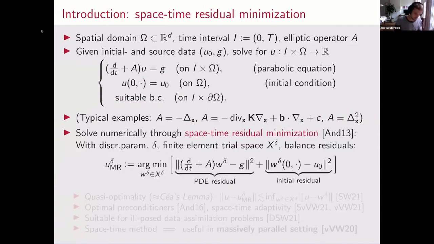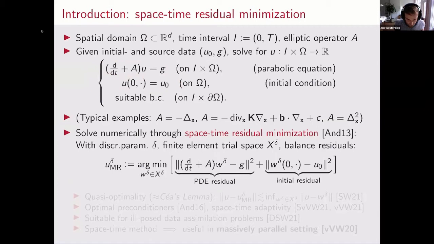And we're going to solve these problems numerically through a process we call space-time residual minimization. This was introduced by Roman Andreev in 2013. So if we have delta some discretization parameter and some corresponding finite element trial space X of delta, then we are going to balance the residuals both in this equation and in this equation. We're going to look for that solution, the minimal residual solution that makes both small, essentially.